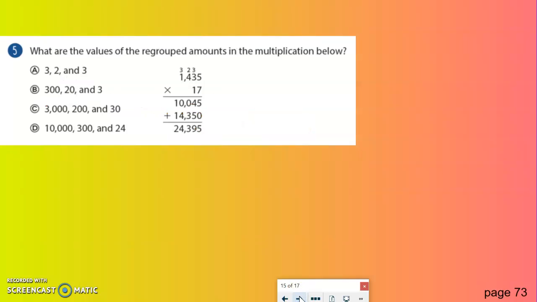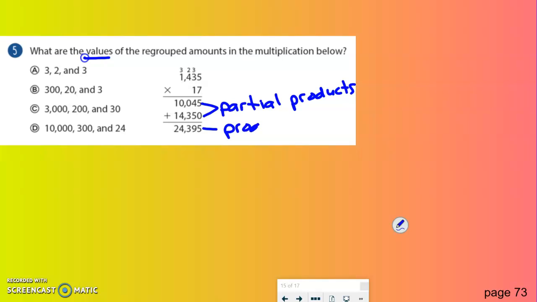So number 5. Number 5 says, what are the values of the regrouped amounts in the multiplication below? Boys and girls, we know these are called partial products, right? And we know that this is our product. But the question's not asking about the product or the partial product. It's asking about the regrouped amounts. That is when you carry a number because you regroup it to the next place value. That's what it's asking. What are the values?